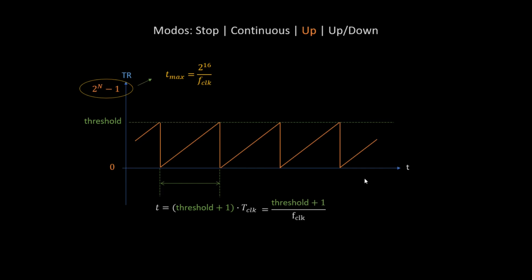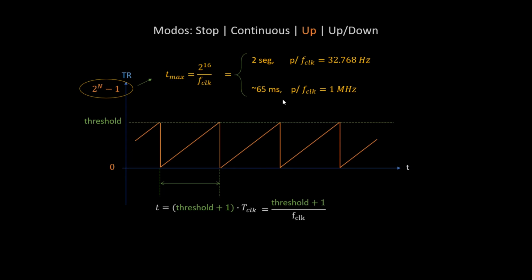Let's see some examples here. With 16 bits, the maximum time that I can count is 2 to the 16 over the frequency of the clock. Using two different clocks, for instance, if I use a slow clock of 32 kilohertz, this will give exactly 2 seconds of counting. But if I use a fast clock, I will have only 65 milliseconds of counting in total.